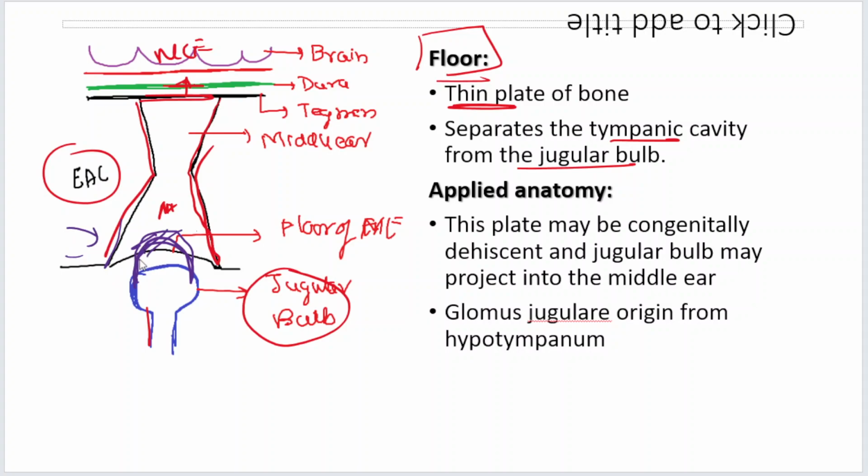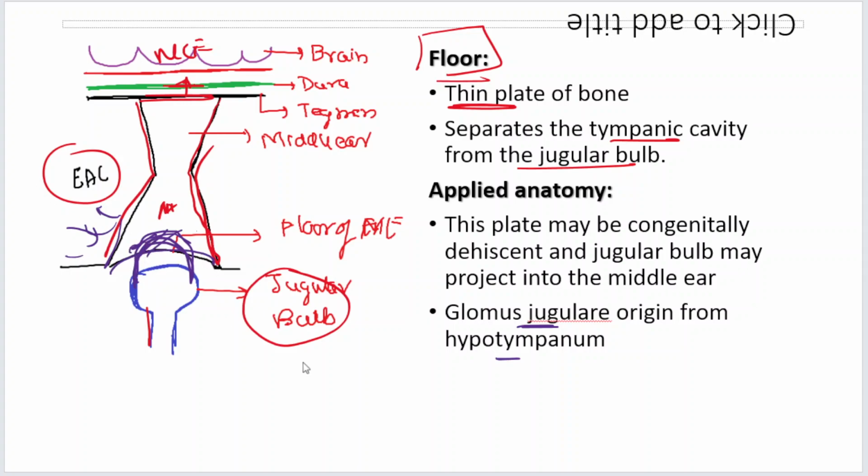When you are doing a tympanoplasty and you lift the tympanomeatal flap, you see a bluish tinge. Be careful that there may be a high-placed jugular bulb, or the bone over the jugular bulb is absent. So be careful, do not damage this structure because it's an important structure and you will have uncontrollable bleeding. Glomus jugulare arises from this hypotympanum, from this jugular bulb area.